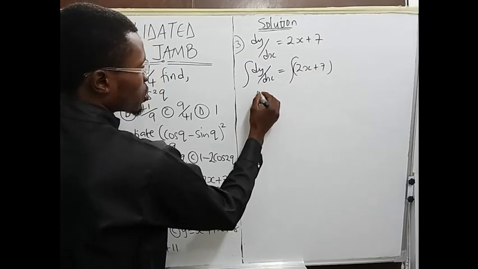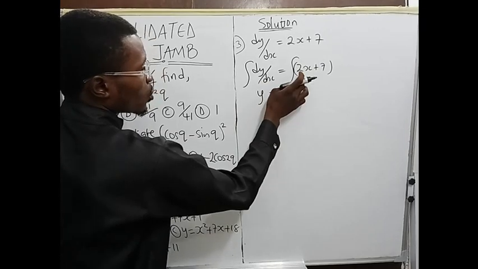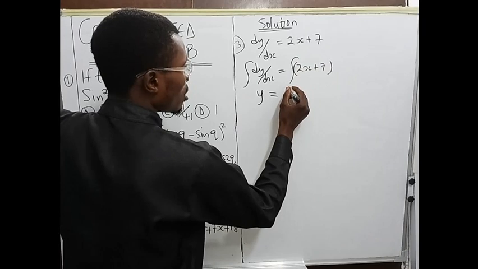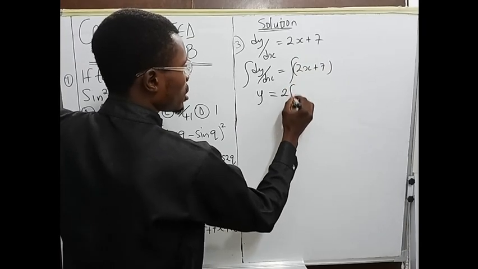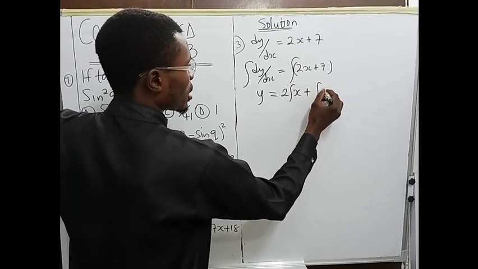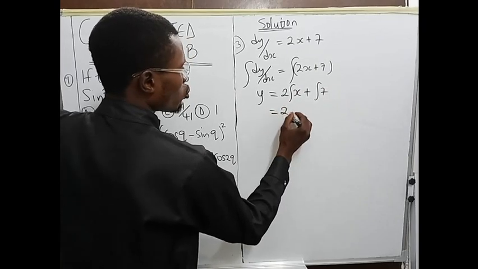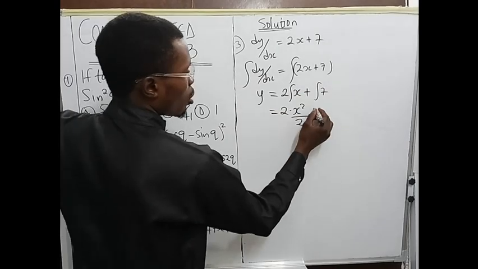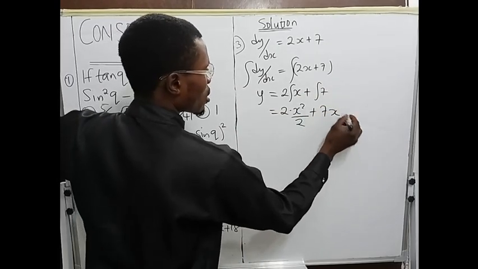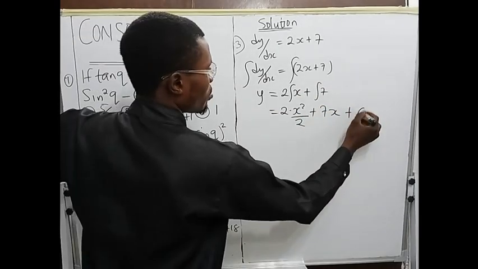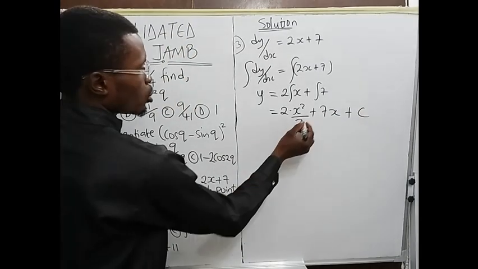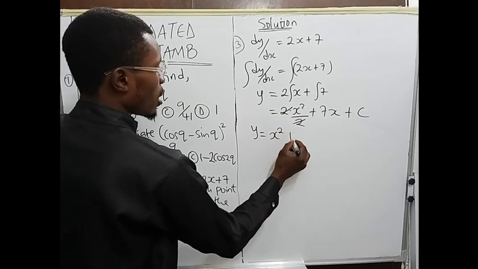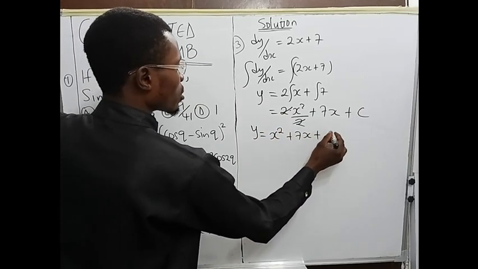So y equals 2 integral of x plus integral of 7, and that will give us 2 times x squared over 2 plus 7x, and you add your constant, plus c. The 2 cancels out the 2, so your y is given by x squared plus 7x plus c.